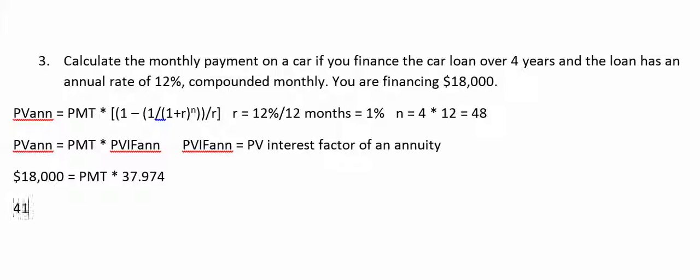Now I want the payment, so I need to get the payment by itself. I will do that by dividing both sides by 37.974. That gets payment by itself, and it will tell me the answer. So 18,000 divided by 37.974 gives me $474. Oh, almost exactly. So there is my monthly payment.